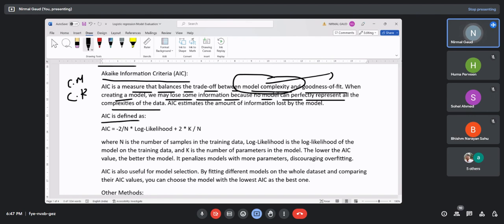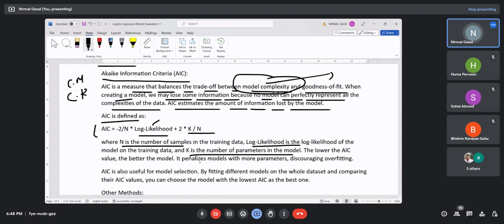So AIC estimates the amount of information lost by the model. It's calculated as AIC equal to minus 2 by n multiplied by log likelihood plus 2 into k by n. That is the AIC formula, the amount of information loss by a model. So n is the number of samples in the training data. How much sample you are taking, X train, Y train. Log likelihood, you very well know what it is. K is the number of parameters in the model.